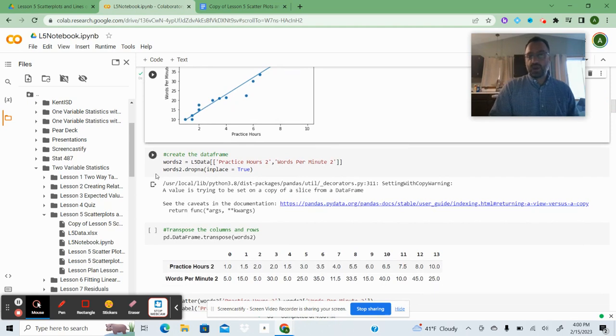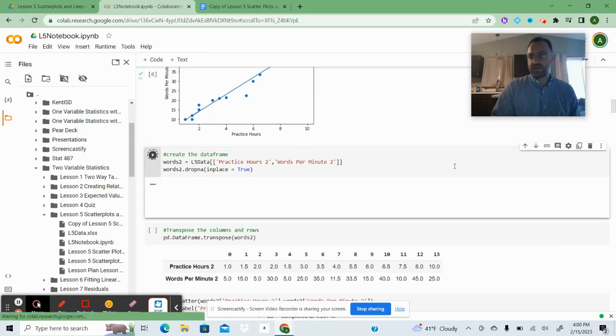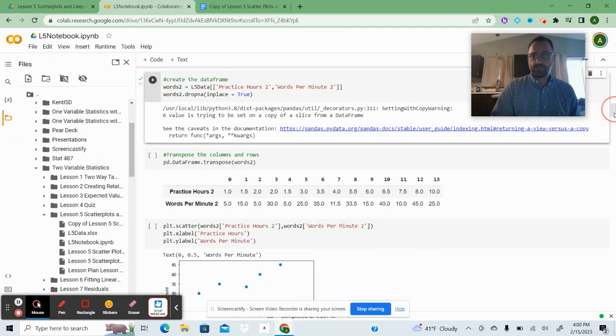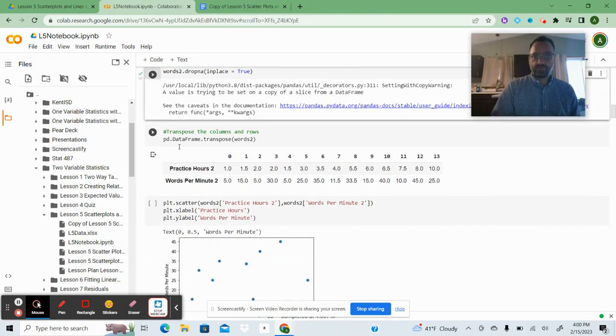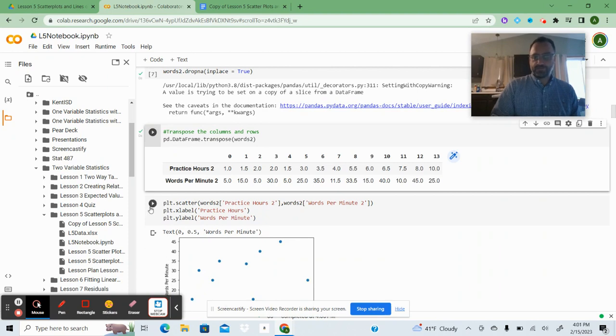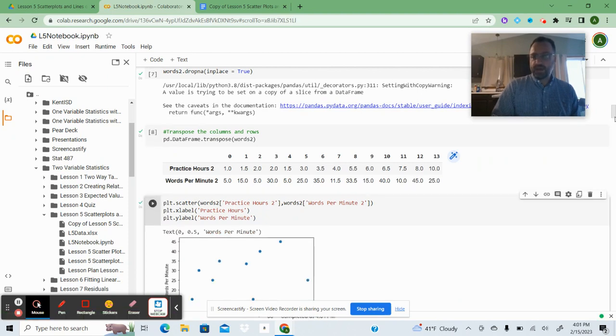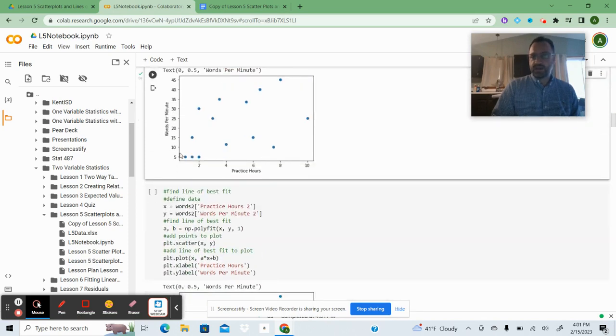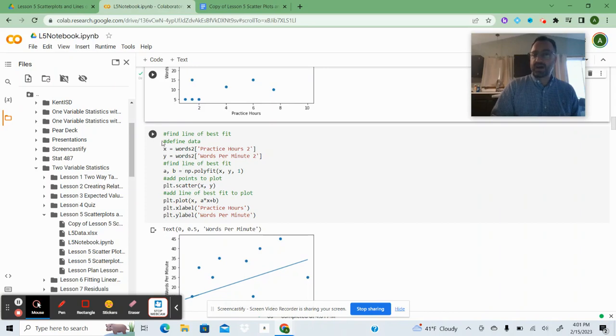So now what we're going to do is create words 2, which is just the second sample, and then drop those NA values because not all of the data in the Excel file was the same size. Then I did the transpose of that. And now when I put in the scatter plot, you see what I got there. But now what I'm going to do is put in the scatter plot with the lines of best fit.